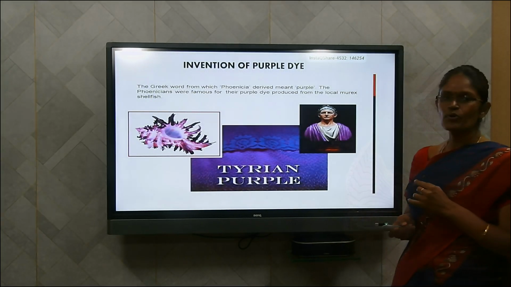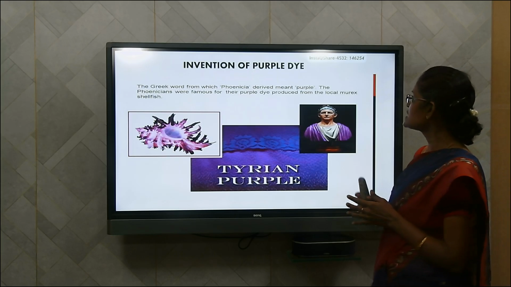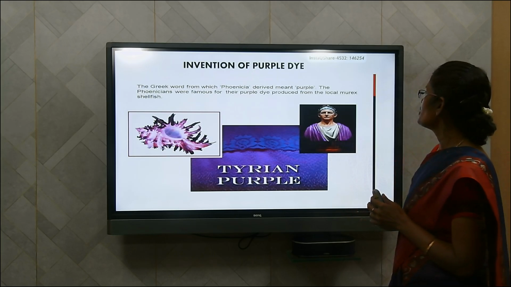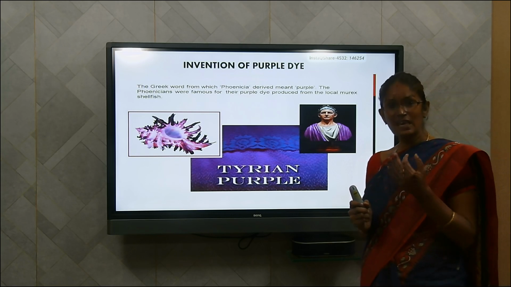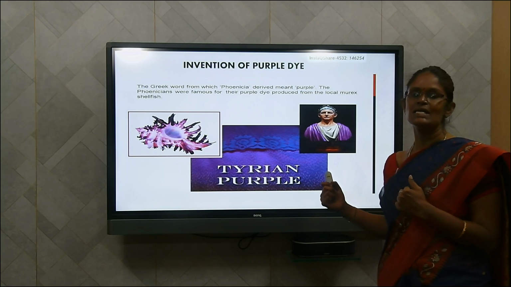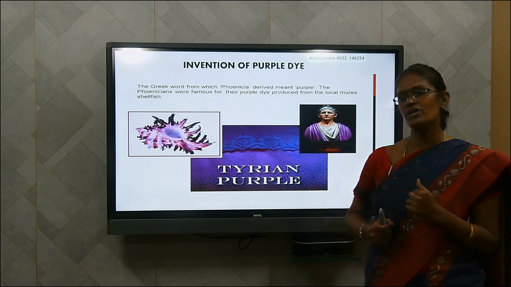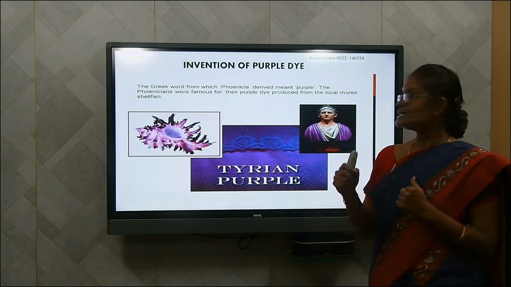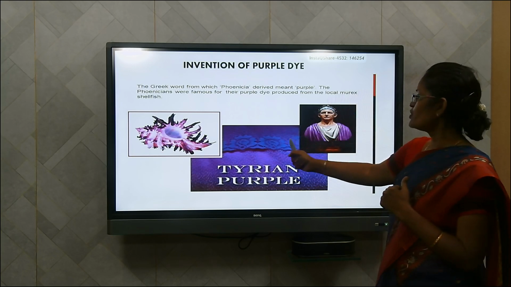Another important contribution of the Phoenician people to the world is the invention of purple dye. So this purple means Phoenicians. We even think that this color is a modern color, that it belongs to this age, but it is not like that. This purple dye was invented by the Phoenicians.